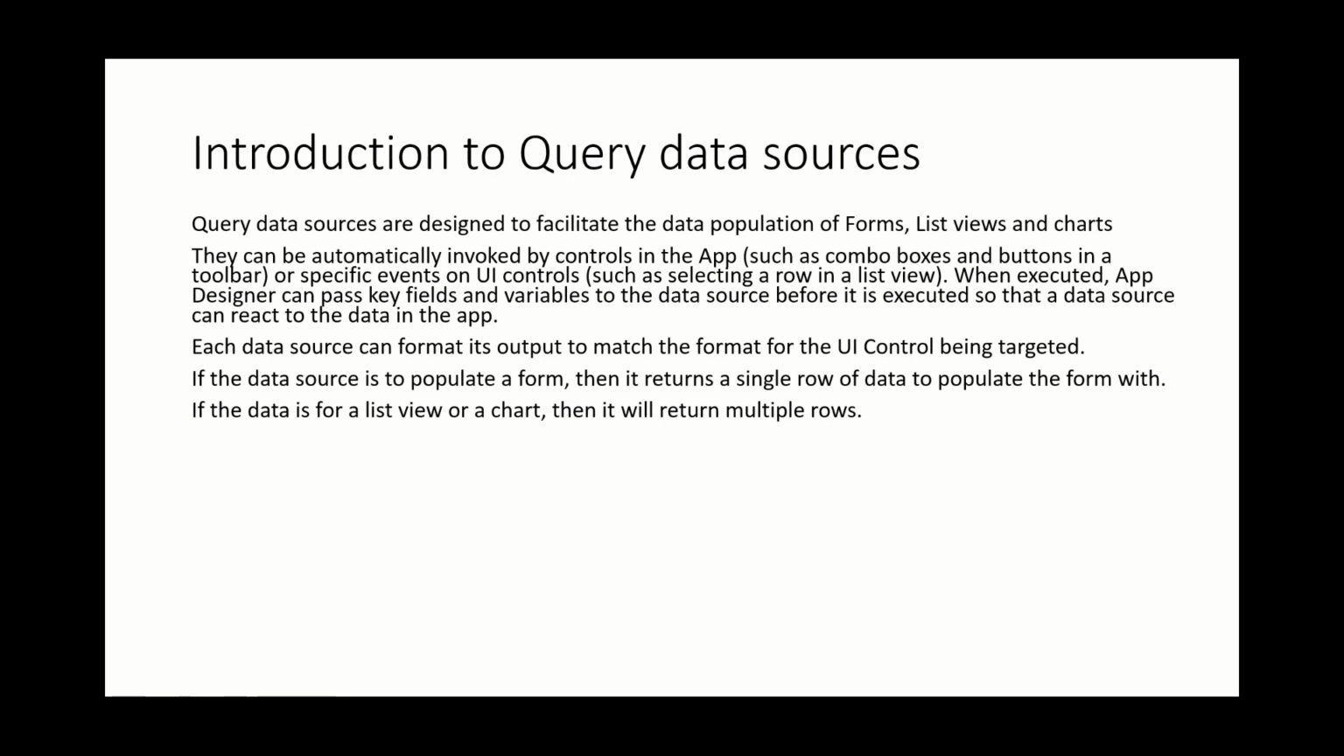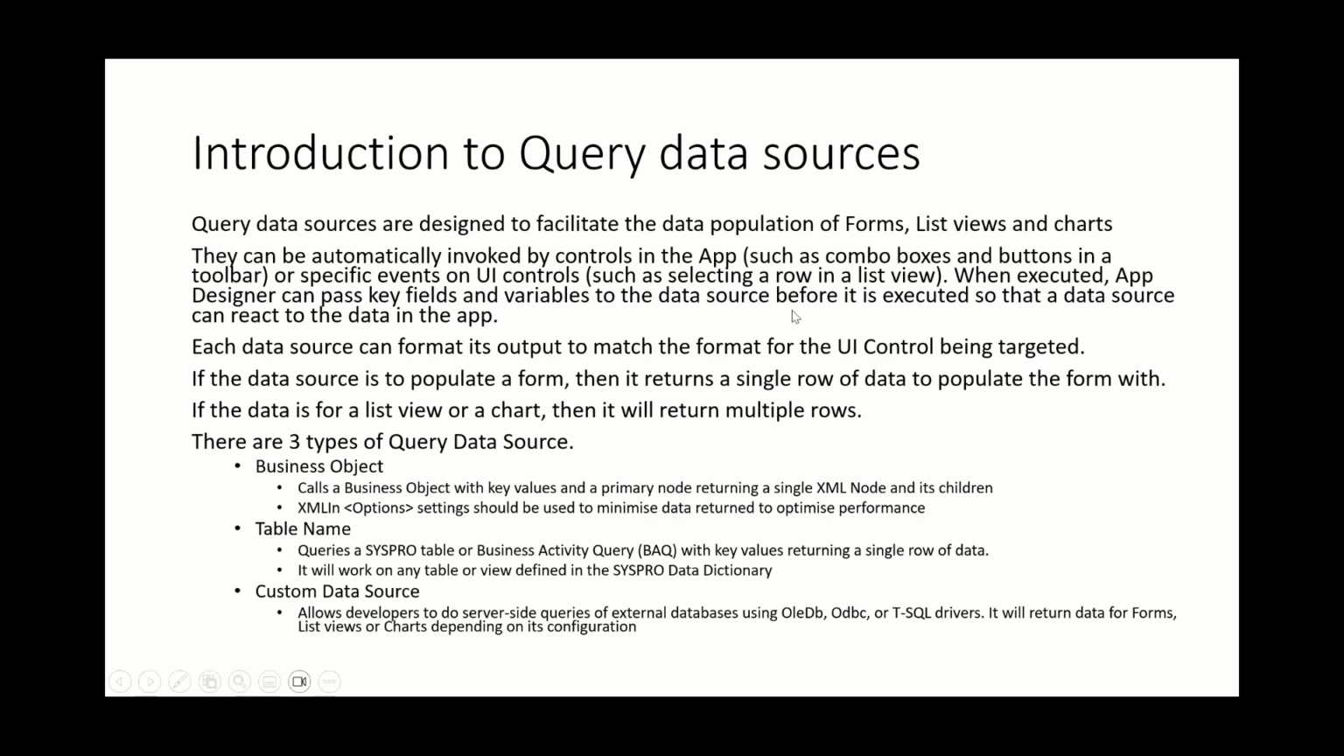Now, each data source can format its output to match the format of the user interface control, or UI control, being targeted. So, for instance, you can say, I want to create a query data source. This is what I'm going to do. And when I get the response back, I want it back to populate a form, or I want it back to populate a list view or a chart. Now, if you're targeting a form, you'll only ever get one row back from the query data source. If you're targeting a list view or a chart, clearly you are going to get multiple rows back.